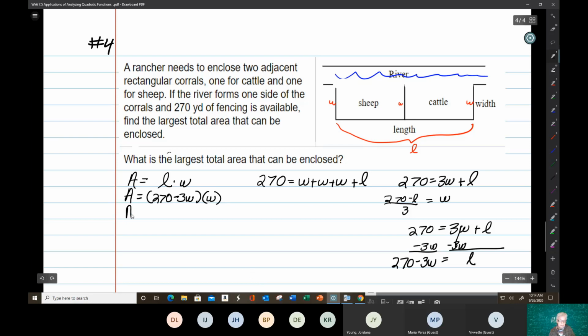Okay. So let's go ahead and multiply this W in: 270W minus 3W squared. That means area is going to equal negative 3W squared plus 270W. That's a formula for my area.